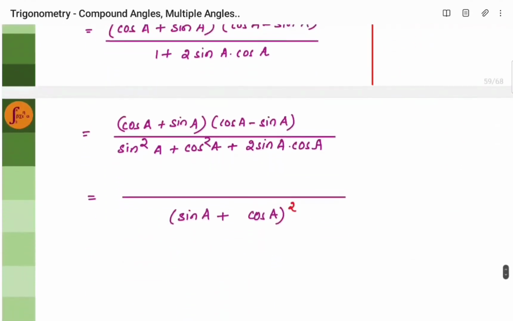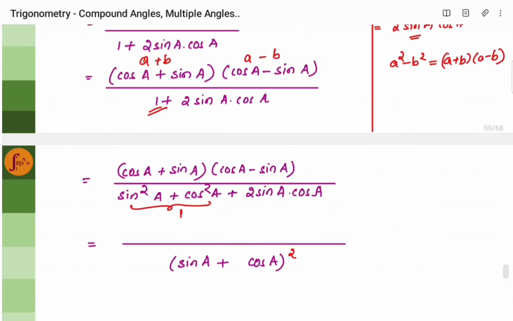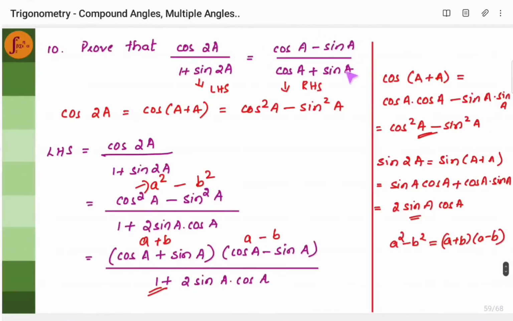Now, instead of 1, we can write sine square a plus cos square a, because sine square a plus cos square a is 1, right? The reason we are doing this is so that you can get everything in terms of sine a and cos a. If you get everything in terms of sine a, then the final answer also will be in terms of sine a and cos a.